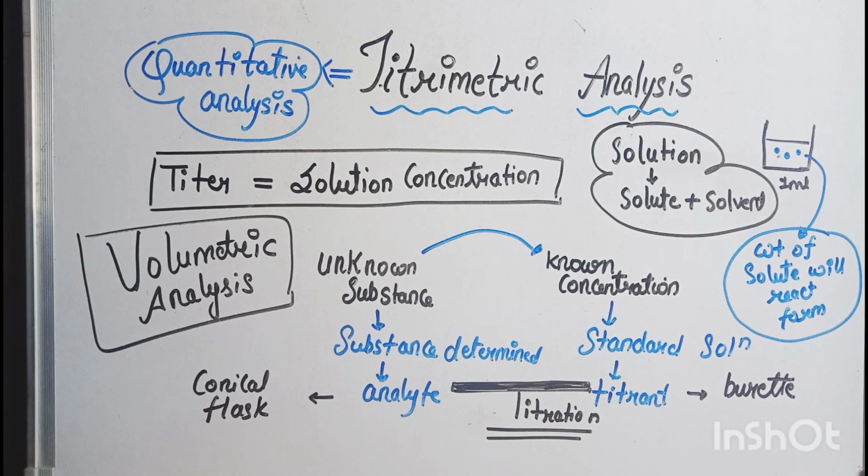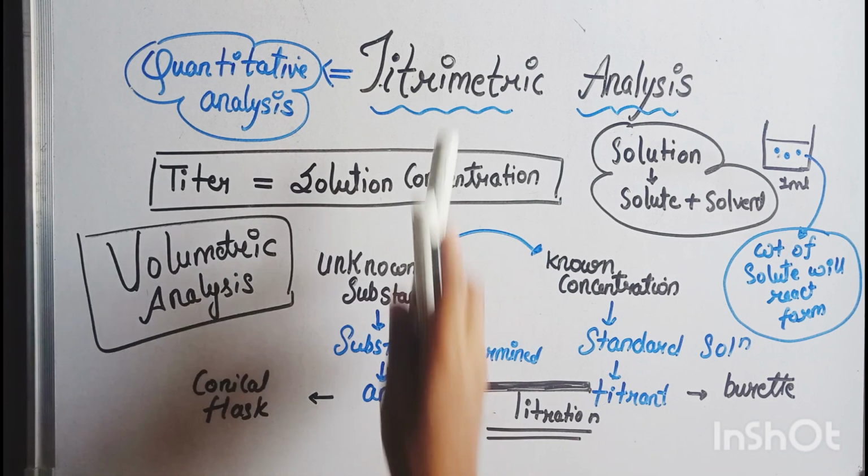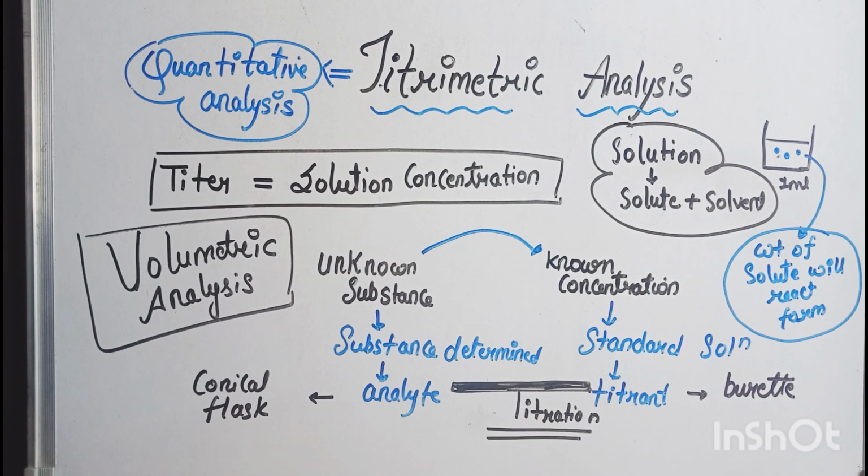In this video, I will discuss titrimetric analysis. What is the meaning of titer? Titer means the solution concentration. When the solute is added into the solvent, it becomes a solution. As much solute is added into the solvent, the solution becomes more concentrated. So it is called solution concentration.